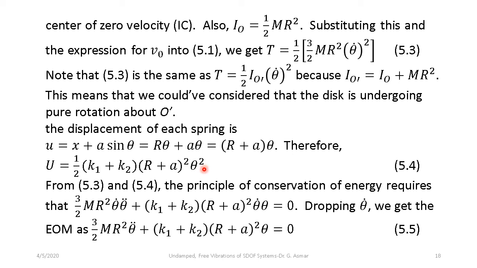Now, from 5.3 and 5.4, the principle of conservation of energy requires that 3/2 mr squared theta double dot plus K1 plus K2 times R plus A squared theta dot theta equals 0 upon differentiating with respect to t. And finally, dropping theta dot, we get the equation of motion as shown here as equation 5.5.